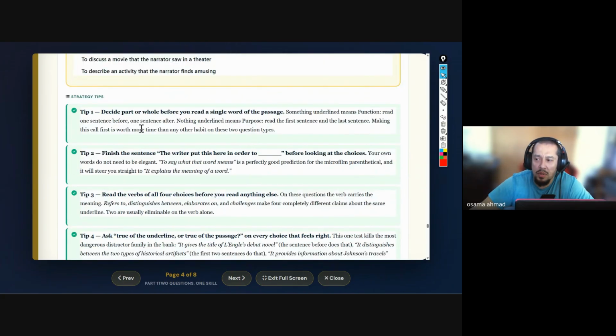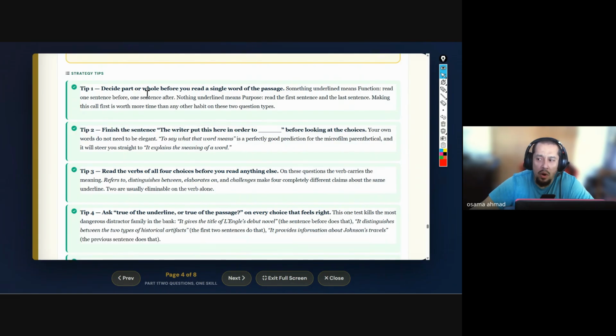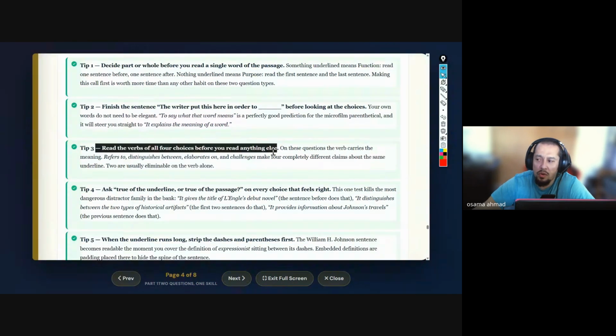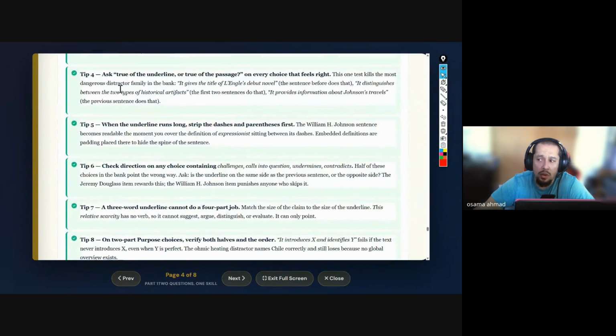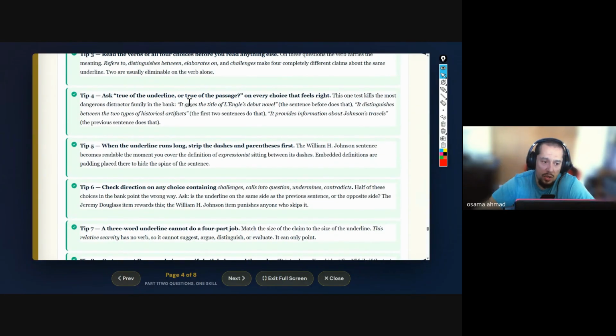So some strategy tips, right? Tip one, decide part or whole before you read a single word. Of course, this is clear from the question. If it asks about function, it wants the part. If purpose, focus on the whole. Finish the sentence. The writer put this in order too. Predictions do make a difference. Read the verbs for all choices before you begin. The verbs help us eliminate. Ask: true of the underlined or true of the passage? That's important. So if it's function, the answer should be true for the underline. For purpose, it's true for the passage.